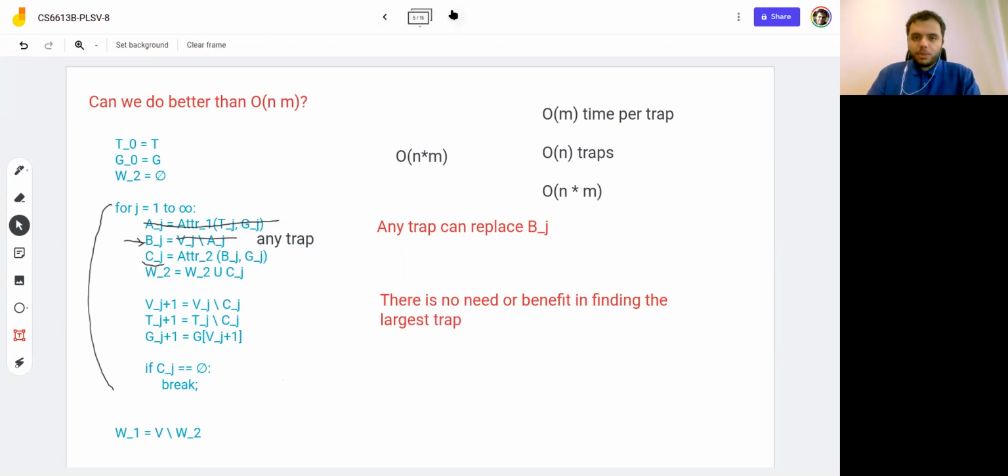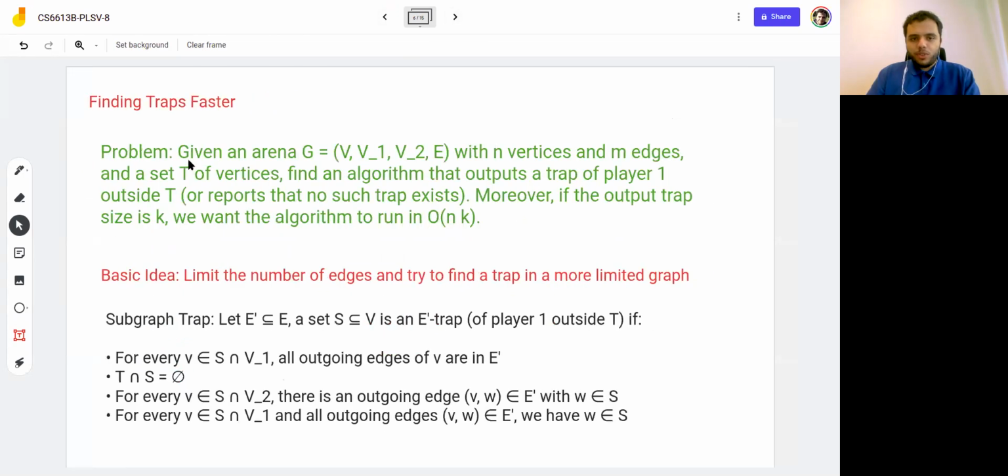So really what's important for us is this. We have an arena, we have a graph game G that has n vertices and m edges. And we also have a given set T of target vertices. And we want to find the trap of player 1 outside of T. And the idea is that if the size of this trap is k, we want our algorithm to run in order nk.